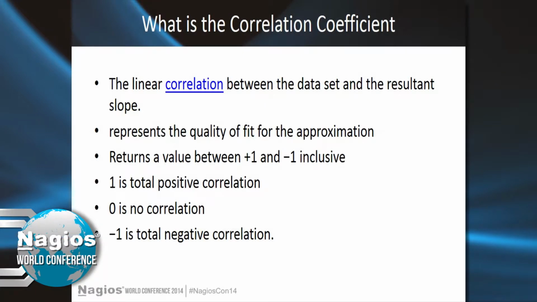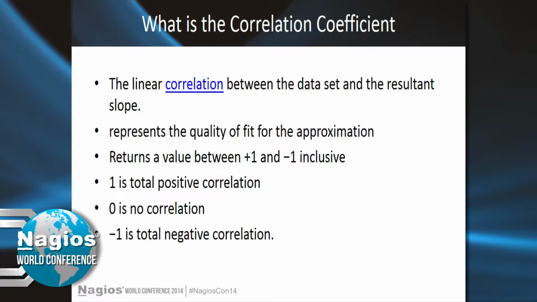And what's the correlation coefficient? This actually is very cool, because I don't know if you pulled this number and you notice there, it goes from 1 to -1. Yeah, that first line, the linear correlation between data set and the resultant slope. In other words, it tells you how closely your data is matching the line that you predict. It represents the quality of fit for the approximation. Like I said, it goes from +1 to -1.